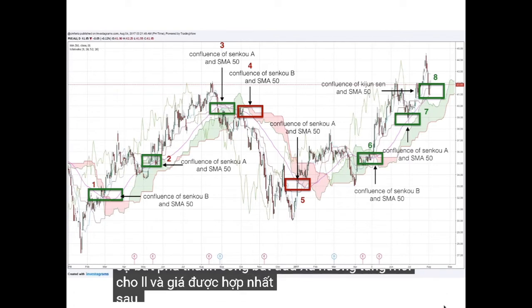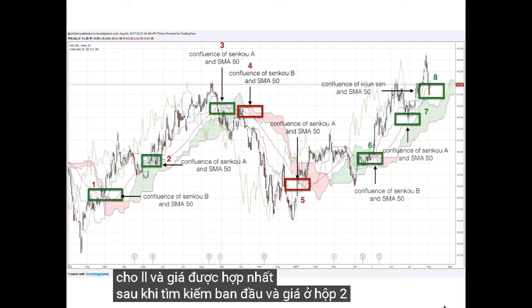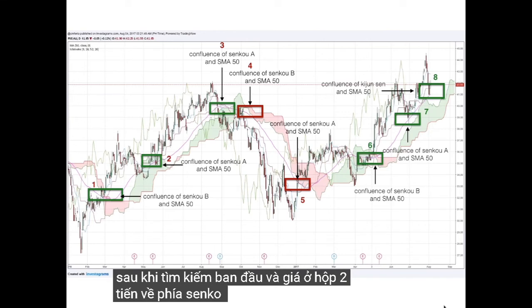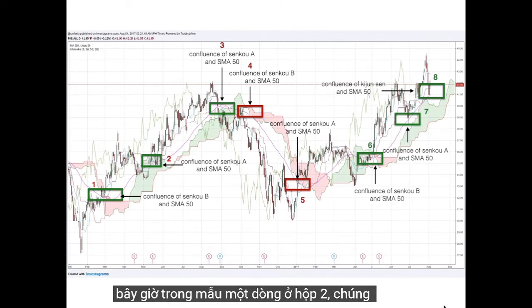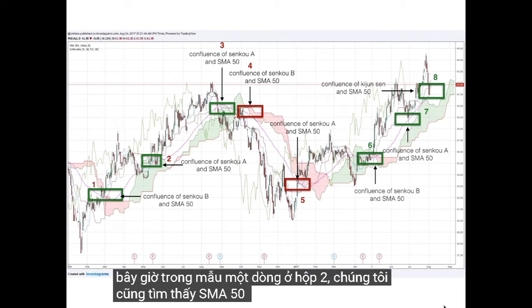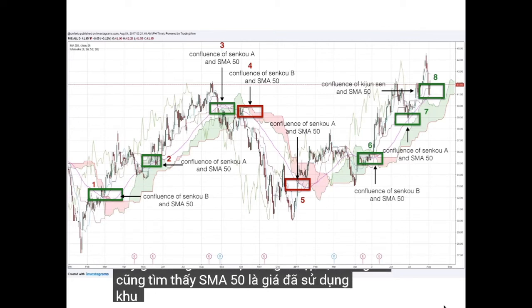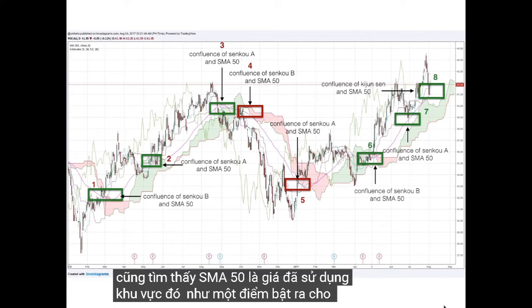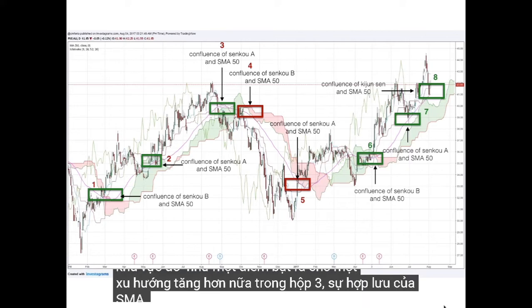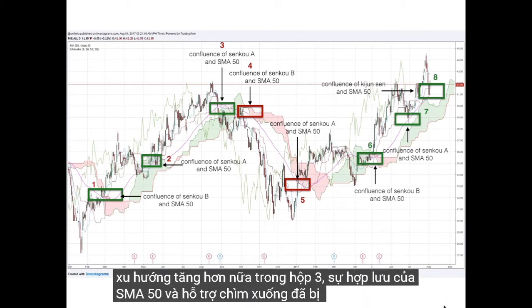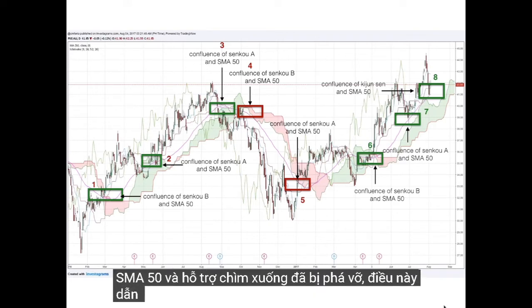Price consolidated after that initial surge, and in box 2, price made its way towards the Senkou A line. In the Senkou A line in box 2, we also find SMA 50. The price used that area as a bounce-off point for a further uptrend. In box 3, the confluence of SMA 50 and Senkou A as support was broken. This resulted in a strong downtrend.